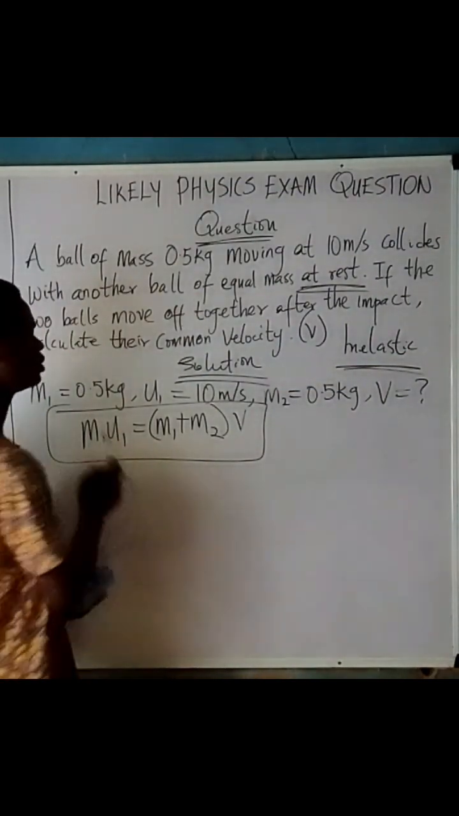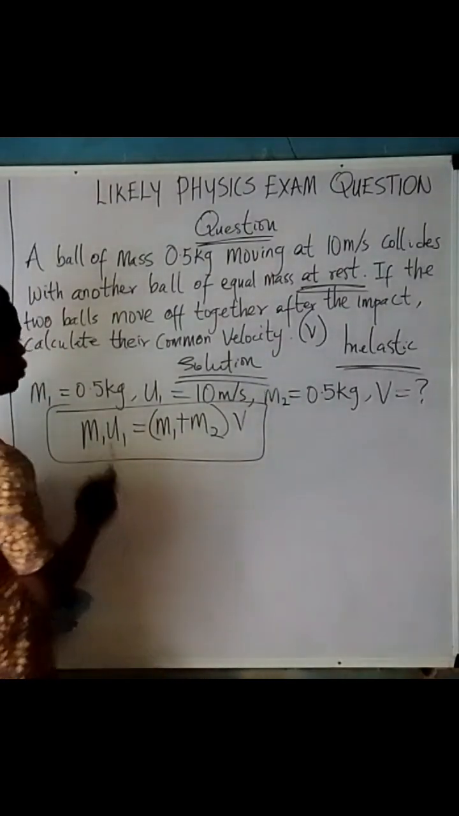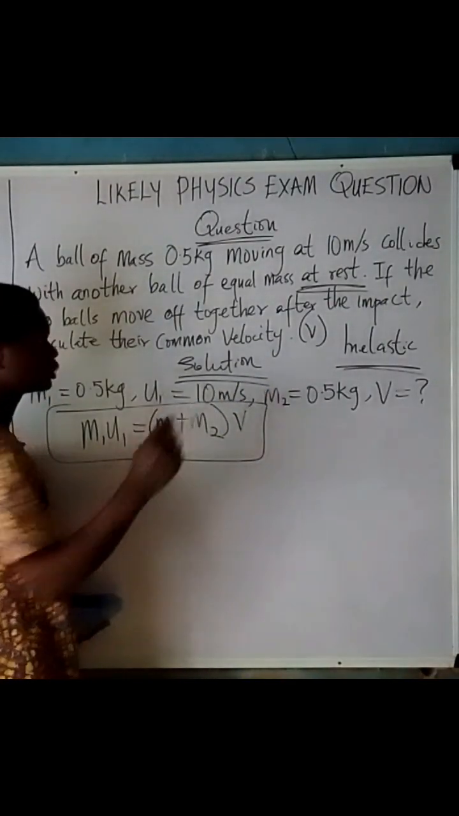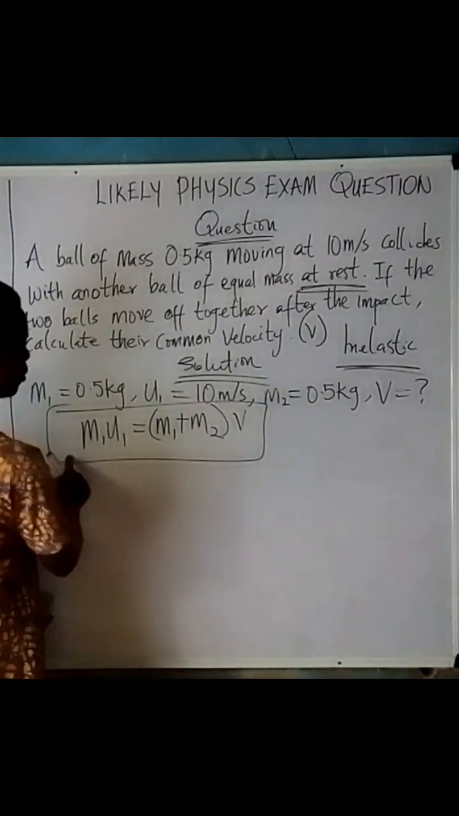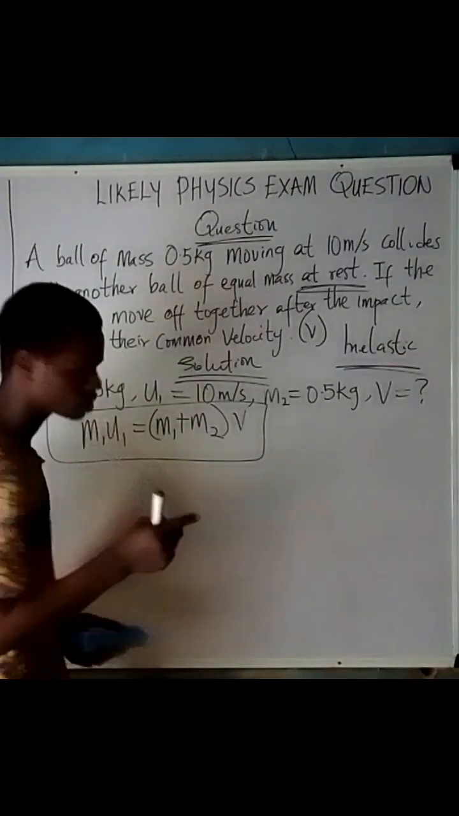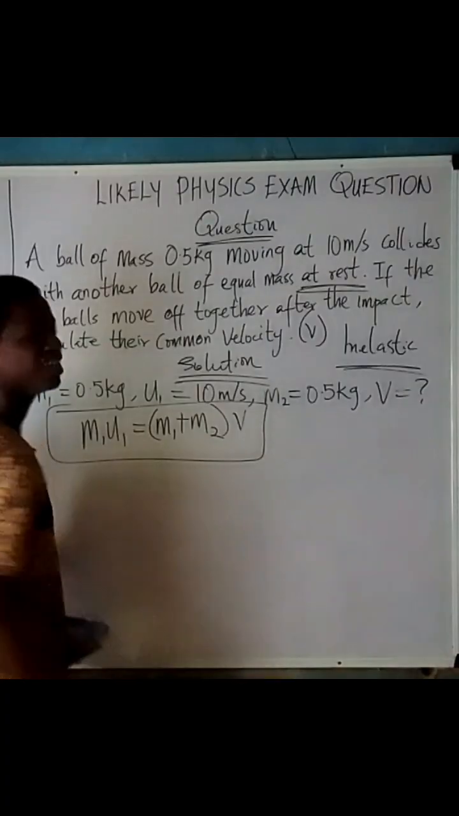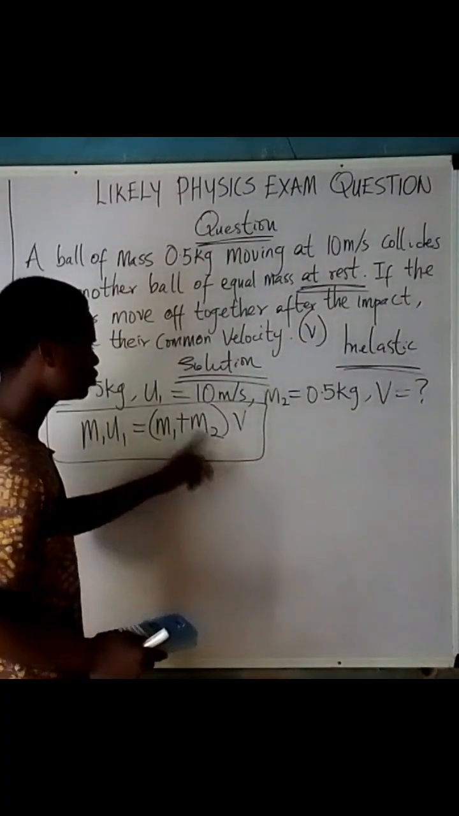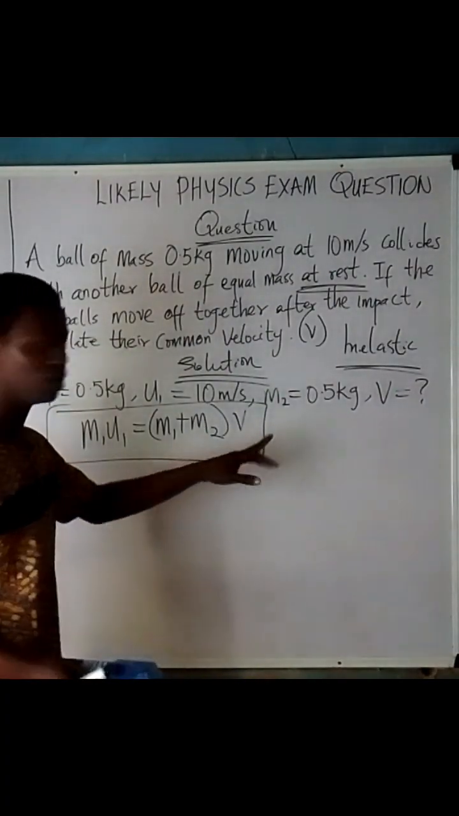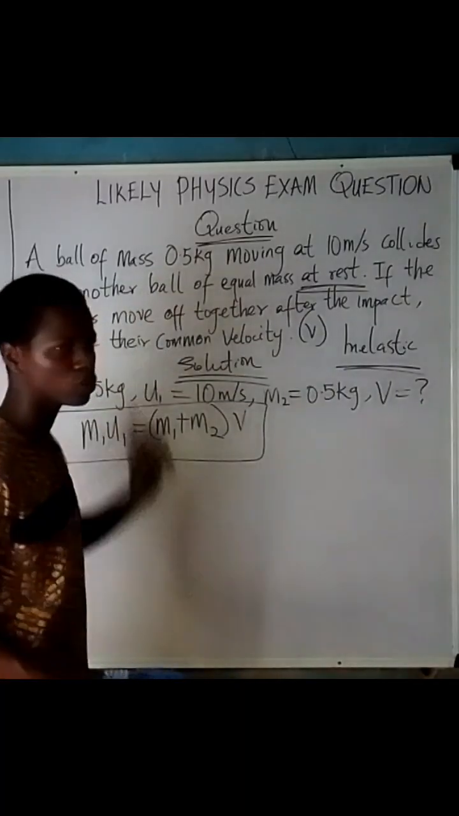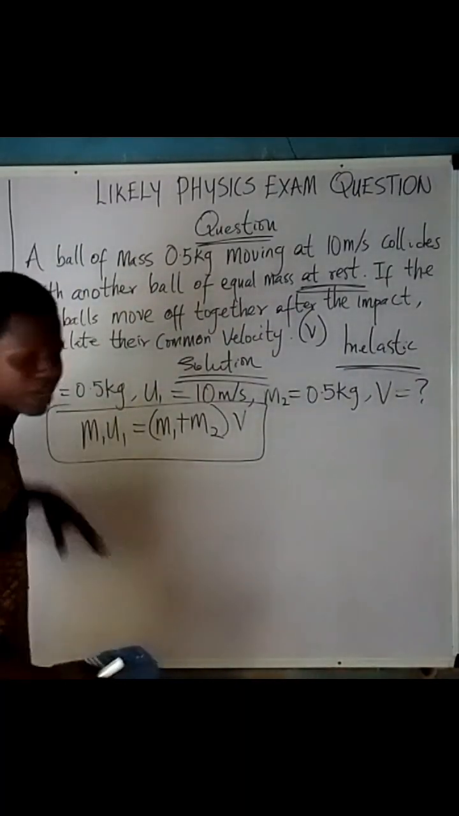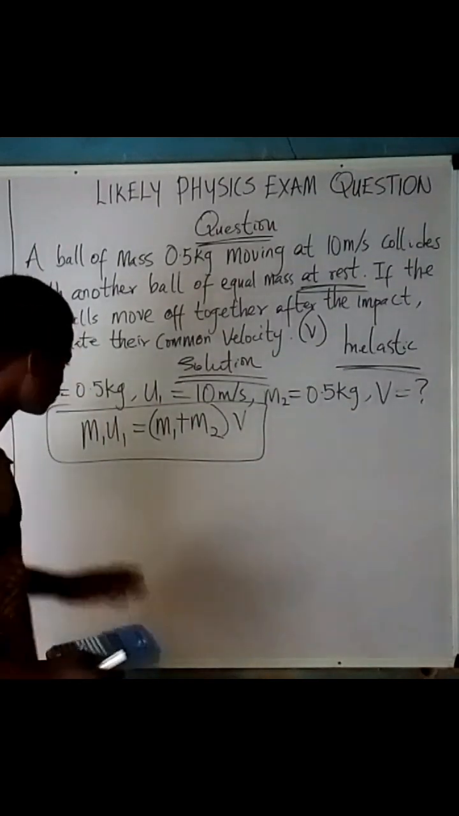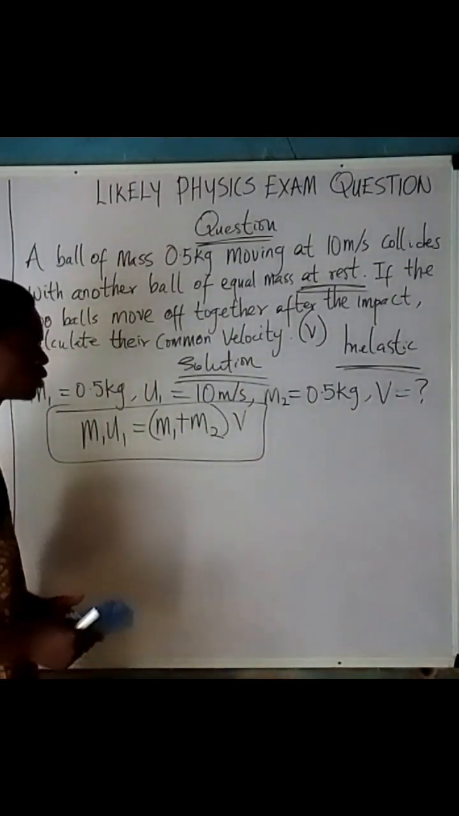Now, why am I using this formula? Because initially, only one body was moving. If both bodies were moving, on this side I would have written M1U1 plus M2U2 equals M1 plus M2 in brackets times V. But because it was only M1 that was moving, that's why you have M1U1 only on this side. I hope that is clear enough. So basically, this is the formula we are working with.